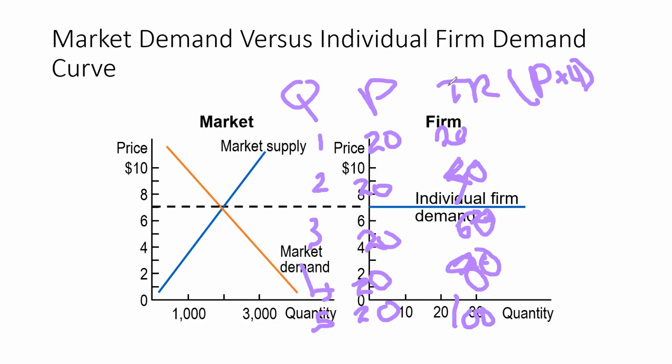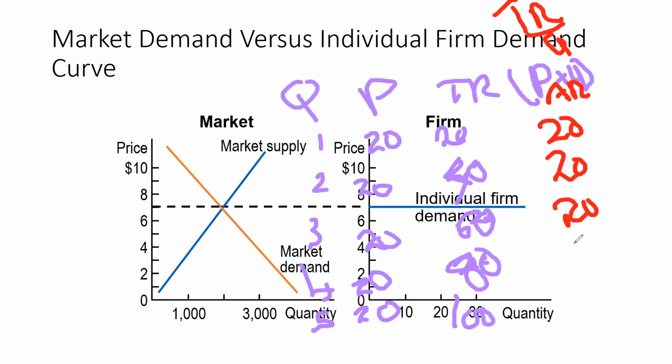Then if you want to calculate average revenue, how do we calculate it? Average revenue means TR, total revenue, divided by Q. So total revenue 20 divided by 1 means 20. Then 40 divided by 2 means again 20. 60 divided by 3 means 20. 80 divided by 4 means 20. 100 divided by 5 means again 20.